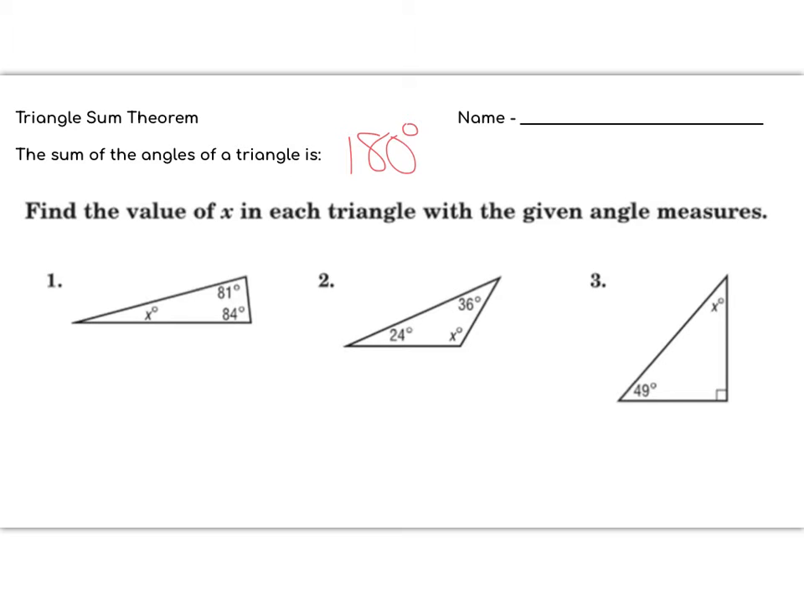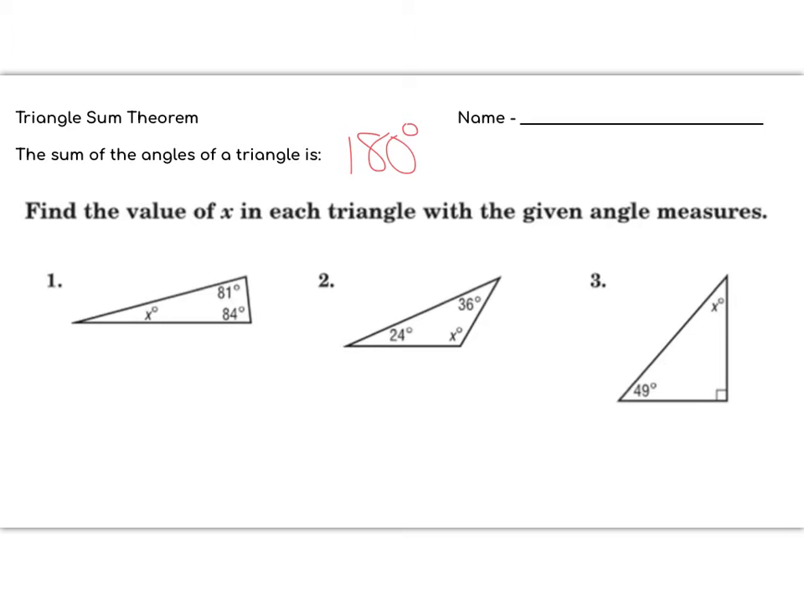There's different ways to prove this. If we were in class, we would show it by cutting out a triangle, tearing off the angles and putting the angles together and showing that they make a straight line. And the angle measure of a straight angle or a straight line is 180 degrees.